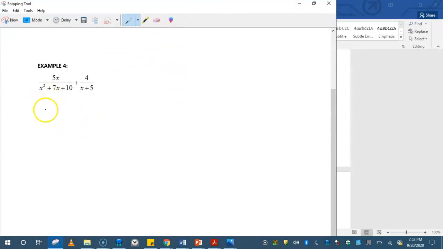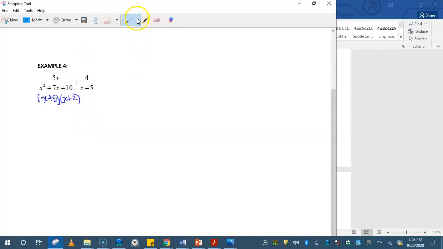Example 4 says 5x over x squared plus 7x plus 10 plus 4 over x plus 5. We're going to go through the steps. Let's factor the denominators first. That's step number 1. So if I look in the denominator of this first fraction, it would factor as x plus 5 times x plus 2. Now the second fraction, we can't factor that, right? It is what it is. It's just an x plus 5.